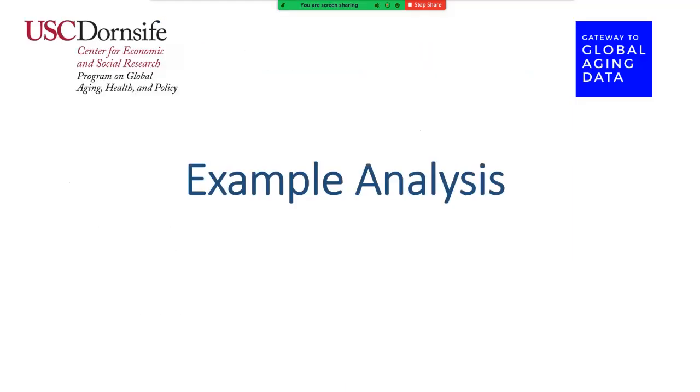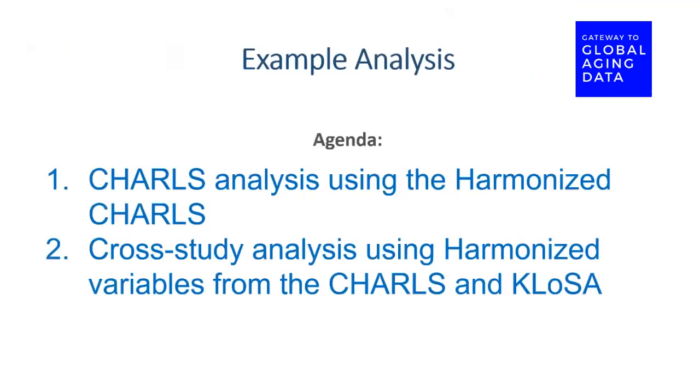All right, so let's get into our example analysis. And we do an example analysis because we want to give you an idea of some of the benefits and the advantages and the possibilities of using harmonized data sets. And in this case, we're going to use the harmonized Charles. And we're going to do this in two parts. First, we'll do an analysis of Charles just using the harmonized Charles data set. And then we're going to do a cross-study analysis.